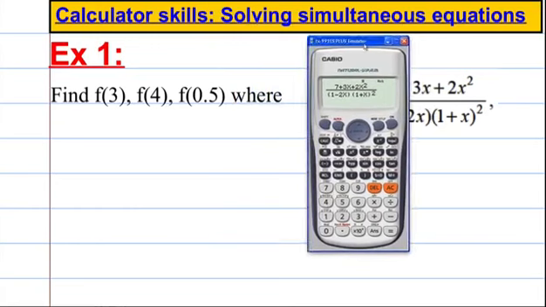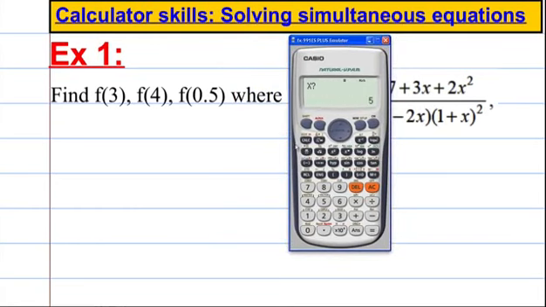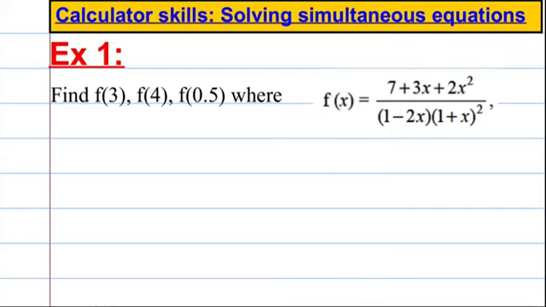So all you have to do now with your calculator, look how good this is, press calculate, it asks you what x value you want, x is 3. You put 3 in, and you get negative 17 over 40. So just like that, f of 3 is going to be equal to negative 17 over 40.